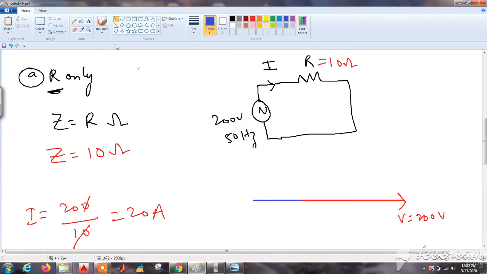So like this, 20 ampere. This is current. This is voltage. This is our phasor diagram. Phasor diagram when only resistive, for only resistive elements. That is, this is for R only.